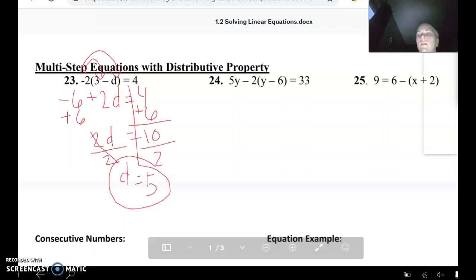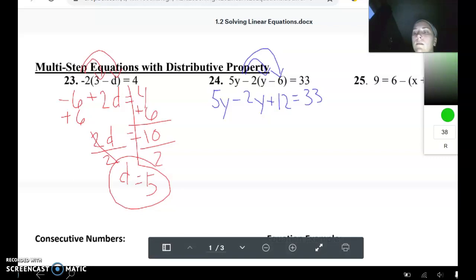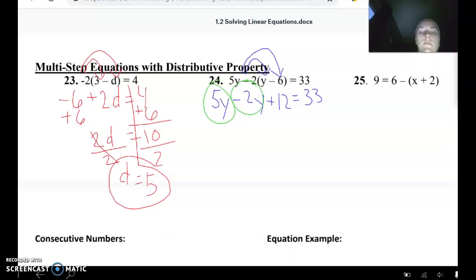Alright, so we're going to move on to number 24. We have that 5y by itself, so we're going to just bring that down. We're going to distribute our -2. -2 times y is -2y. Distribute here. -2 times -6 is +12, and that's equal to 33. So I see a 5y and a -2y, so that gives us a +3y plus our 12 equals 33.